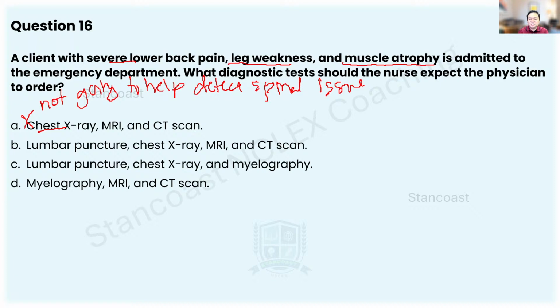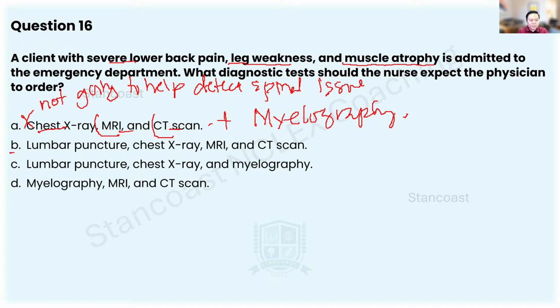All right, let's find out about the MRI. What about the MRI and CT scan in letter A? Yeah, they are appropriate, but it will be insufficient without myelography. So MRI is okay, CT scan is okay, but there should be an add-on to that, which is the myelography, which is going to do more of a comprehensive assessment or evaluation of our patient. All right. So we are eliminating letter A because of the chest x-ray.